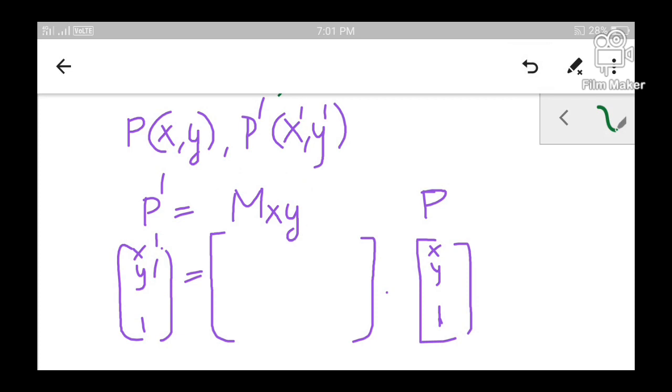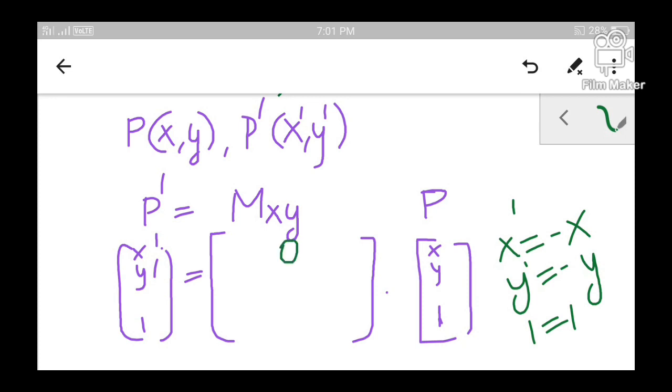Now let us write the matrix. So the equations I want this time are x dash equal to minus x and y dash equal to minus y. Okay. Last equation is 1 equal to 1. So the first equation is x dash equal to minus x. It can be obtained when the first row of M xy is multiplied with the column matrix P. And since the first equation clearly states that there are no values related to y, the value of y will be 0 and the last value of that row will also be 0. First value is written as minus 1.